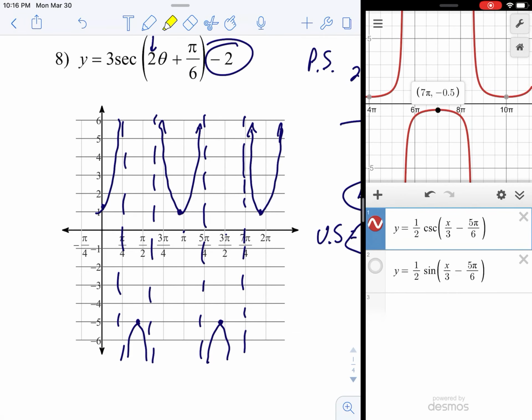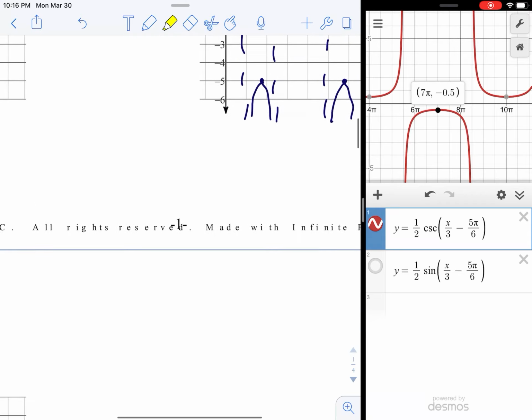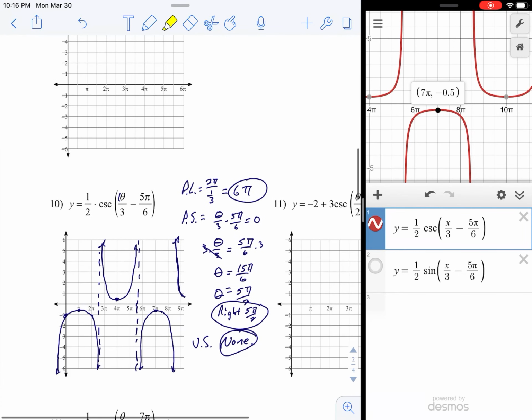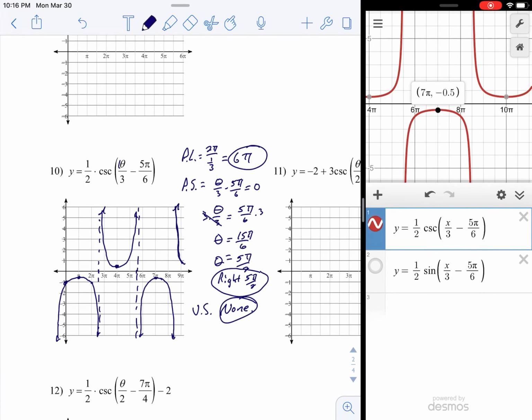I realized that I drew in those asymptotes. You do not have to do that. If you do, you get an extra gold star, but you don't have to. Here, I left this one out, but right there would be. Okay, so do your best to do these.